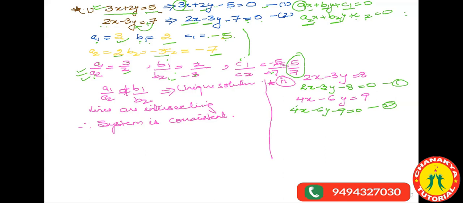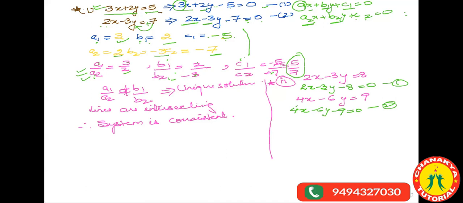unmute yourself, beta. Yes, ma'am. Shyam, tell me the values of A1, B1 and C1, beta. A1 is 2. B1 is minus 3. Yes, good. And C1 is? Minus 8, right?